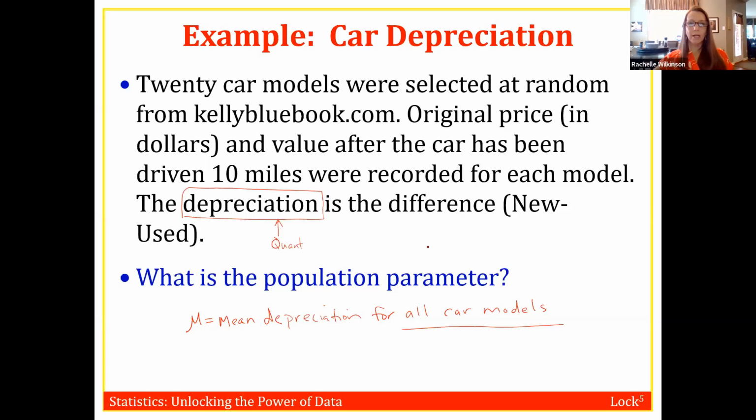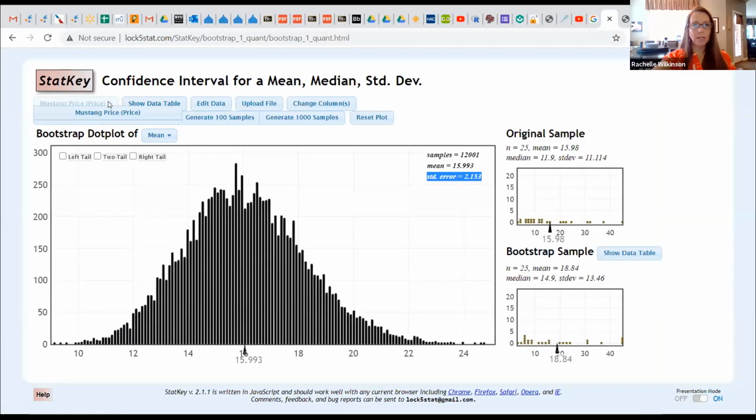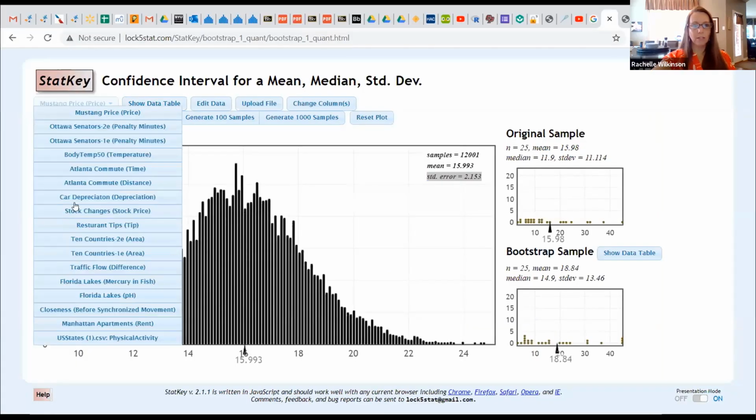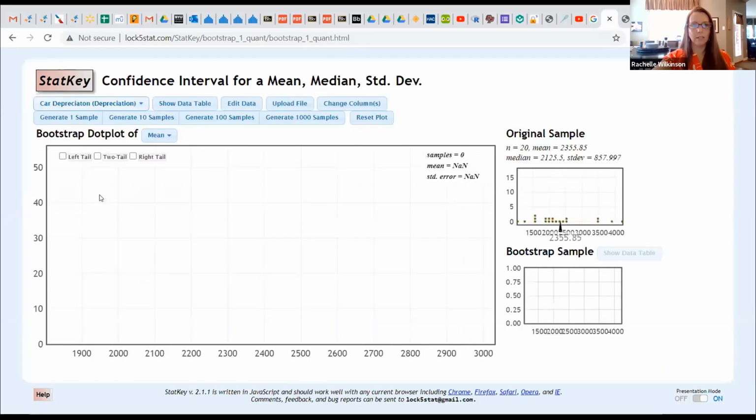All right, so we are looking at, again, one quantitative variable here. So now what I want to do is I'm going to give you a couple minutes. I want you to go into StatKey. If you look in the drop-down menu here, you'll notice that the car depreciation data is in here. So go to StatKey, click on the confidence interval for a mean, choose the car depreciation data, and then I want you to construct a confidence interval.